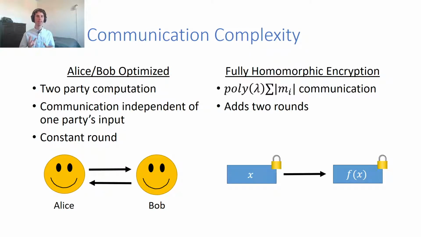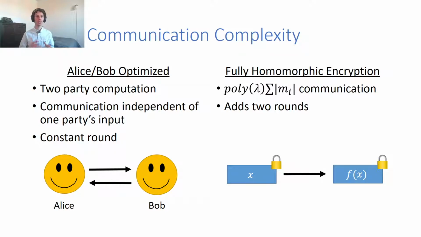Looking at the communication complexity of the work over the years, Yao's original garbled circuit construction scales with the size of both inputs, as well as the size of the circuit which it's computing. More recently, works have come up with Alice or Bob optimized protocols. These are two-party computation protocols where the communication is fully independent of one party's input. Another advantage of these protocols is they are constant round protocols.